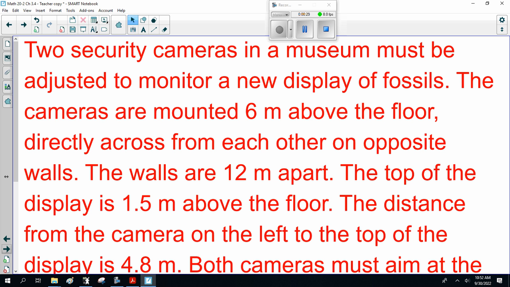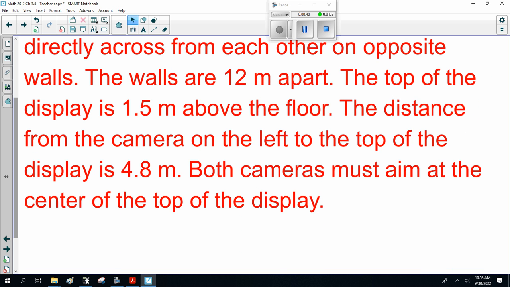So here we go. Two security cameras in a museum must be adjusted to monitor a new display of fossils. The cameras are mounted 6 meters above the floor, directly across from each other on opposite walls. The walls are 12 meters apart. The top of the display is 1.5 meters above the floor. The distance from the camera on the left to the top of the display is 4.8 meters. Both cameras must aim at the center of the top of the display.